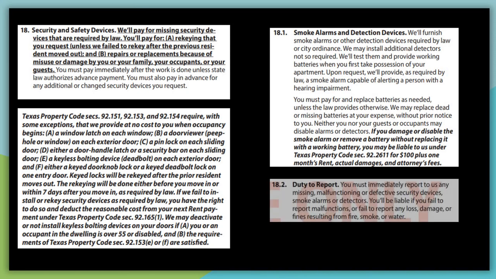Finally, in 18.2, you'll find that you are required to report if any security, safety, or detection devices are missing or malfunctioning.